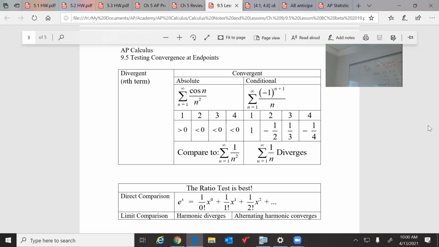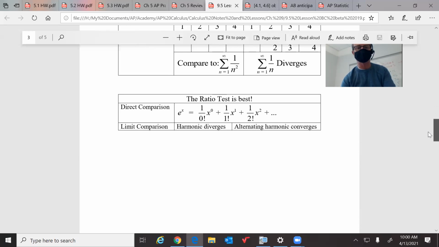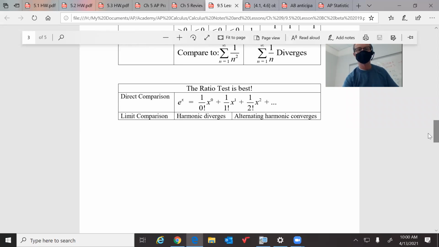So, right here, the only direct comparison you're accountable for, remember the direct comparison test works for only non-negative terms, and the only one you're really accountable for, it's not geometric, it's e to the x. But the ratio test is your ticket to success.